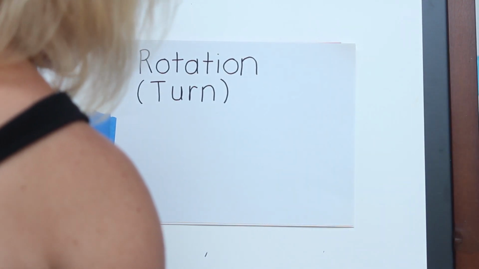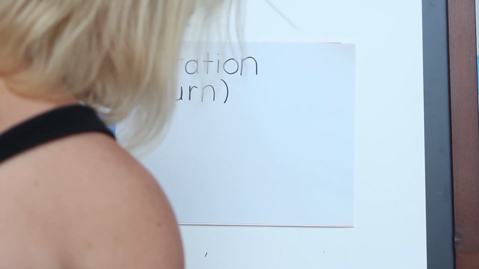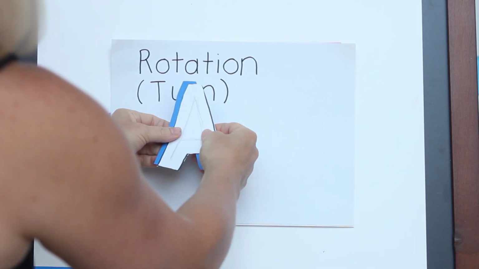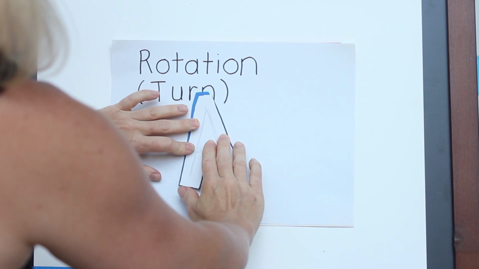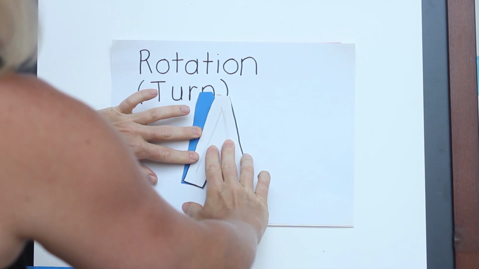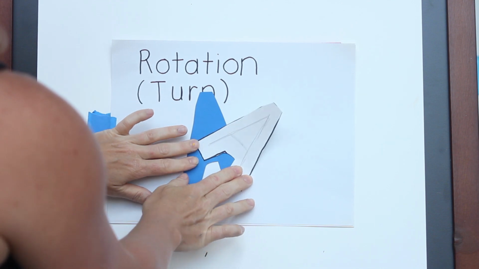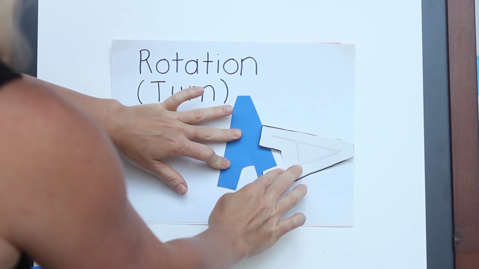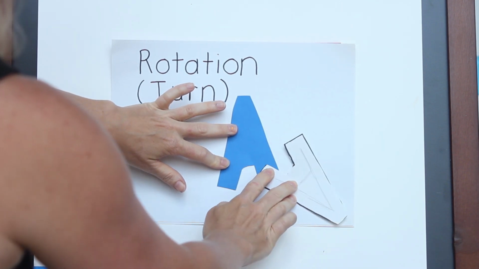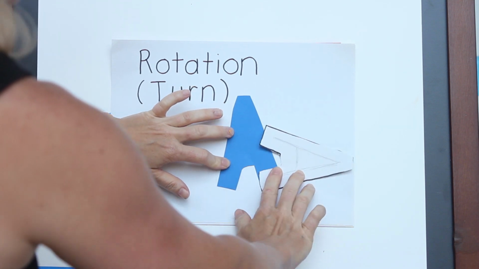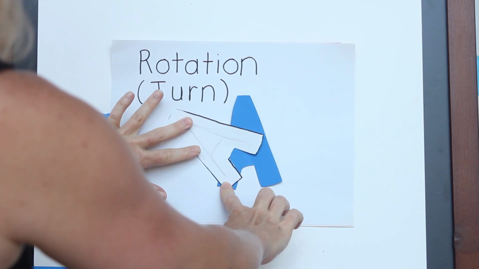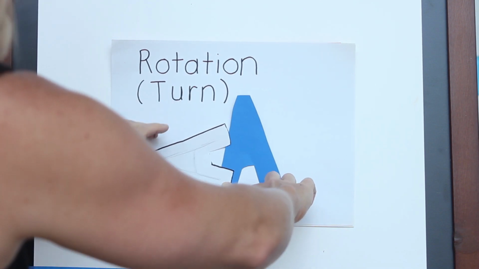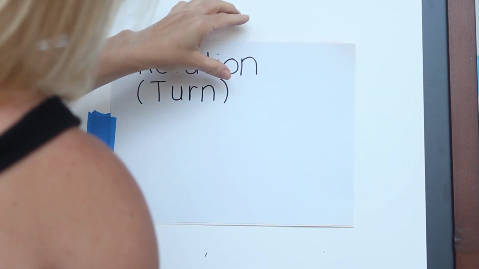This one is called rotation. So in your design, you can rotate or turn your letters however you like. That's a rotation.